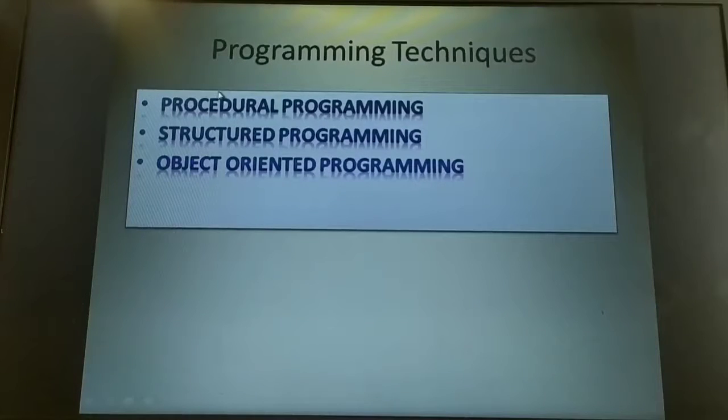Whereas in case of the structured programming technique, C is the example. Then object-oriented programming techniques like C++, Java, Visual Basic. These are the different programming languages which are the examples for object-oriented programming. Nowadays, all the high-level programming languages, with the new upcoming programming languages, will support object-oriented programming.